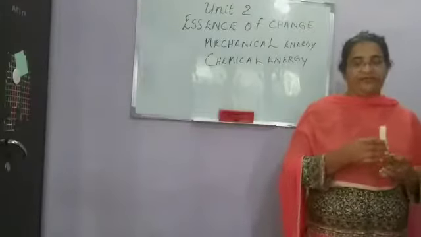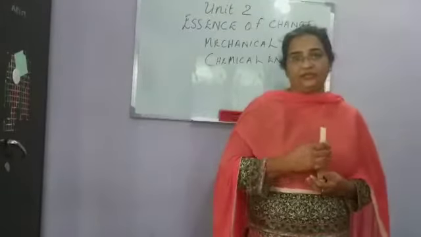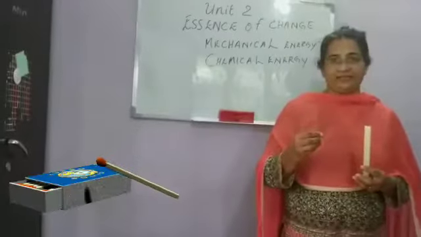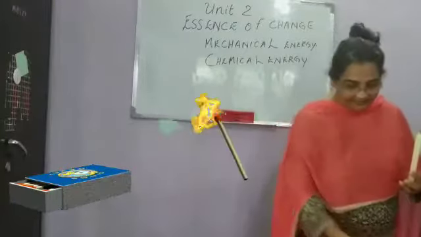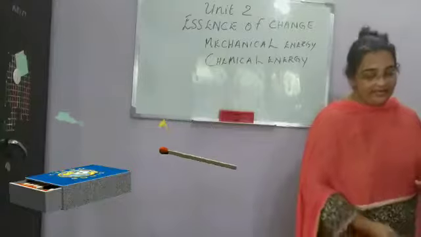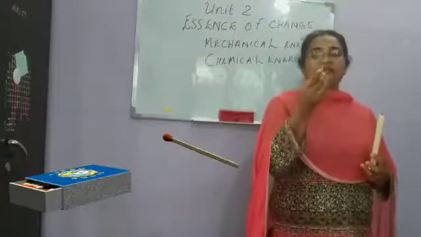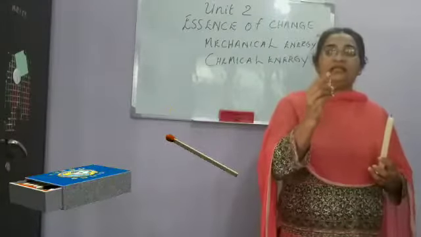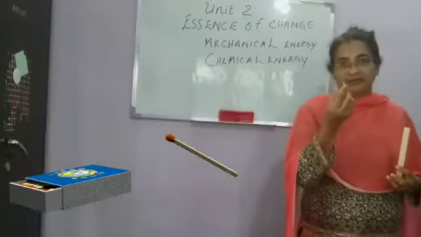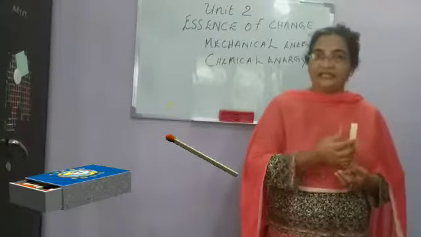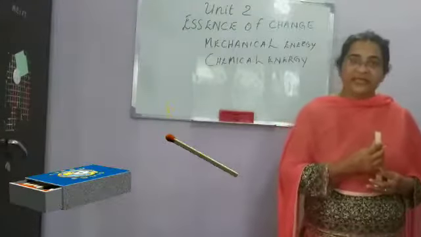For example, in this candle, how does this burn? We light it with a matchstick, isn't it? So the matchstick contains chemical energy. The matchstick, the wood and the powder here, contain chemical energy. In the candle, in the wax, there is chemical energy.